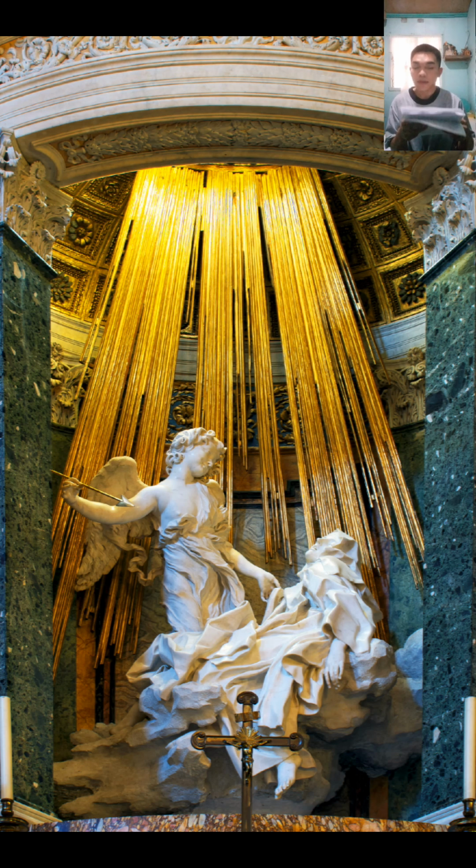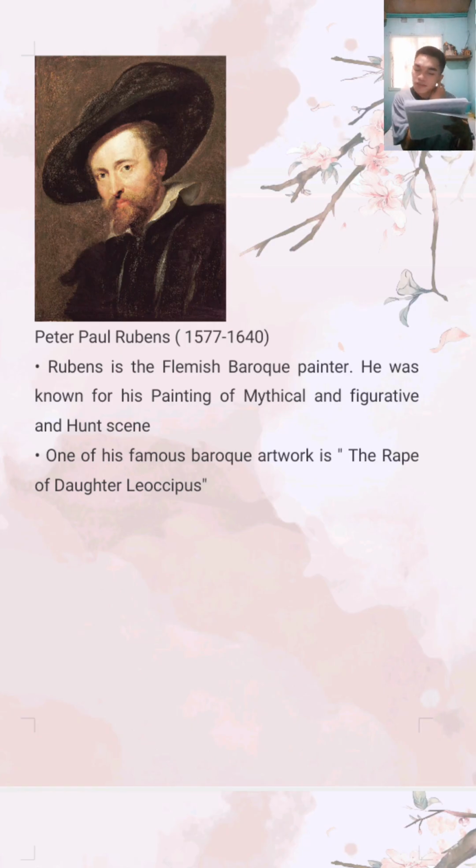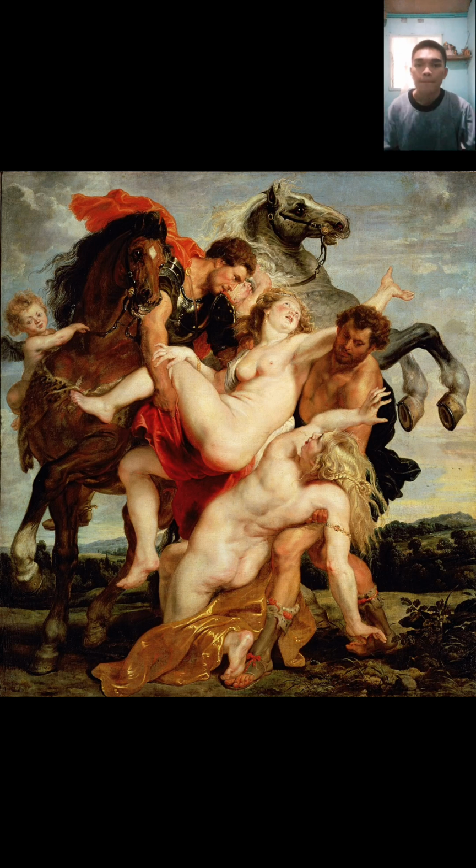Another is Peter Paul Rubens, 1577 to 1640. Rubens was a Flemish Baroque painter. He was well known for his paintings of mythical and figurative scenes. One of his famous Baroque artworks is The Rape of the Daughters of Leucippus.